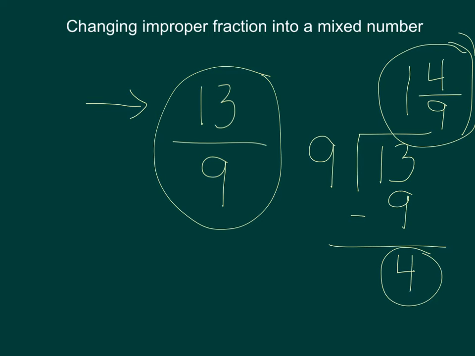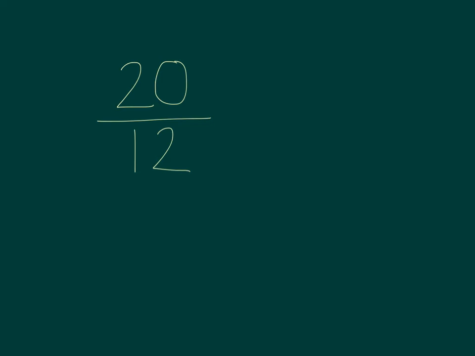Now try one on your own. Pause the video to try it on your own and then listen to my description. I know this is an improper fraction because my numerator is too large. It's larger than my denominator, so now I'm going to divide. 20, the numerator, is the dividend, and then I have my 12 as the divisor.